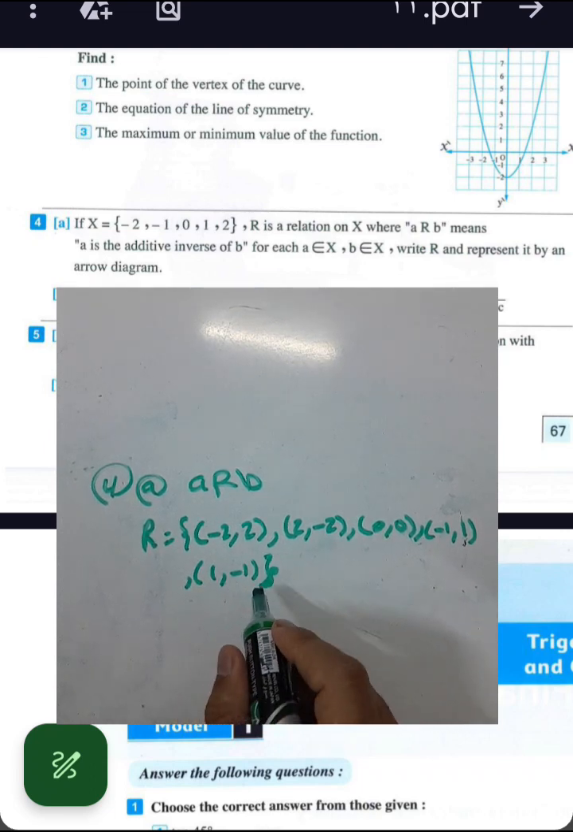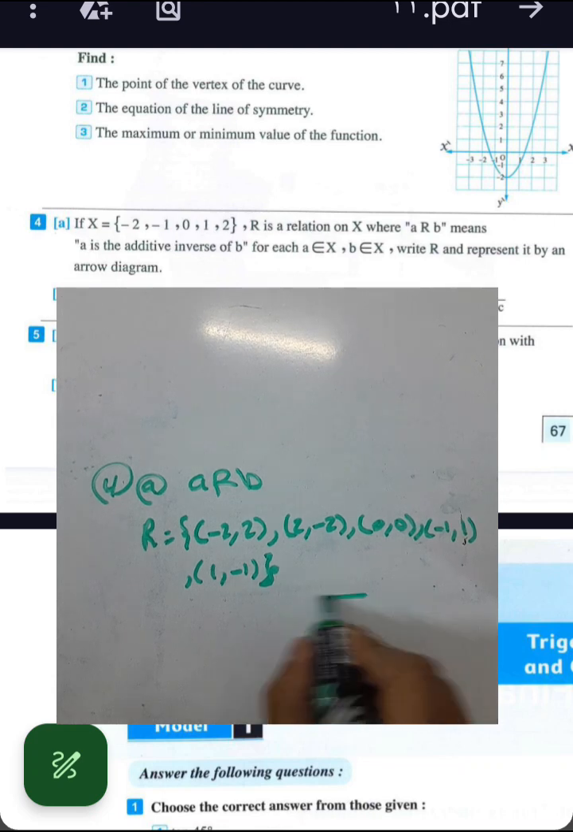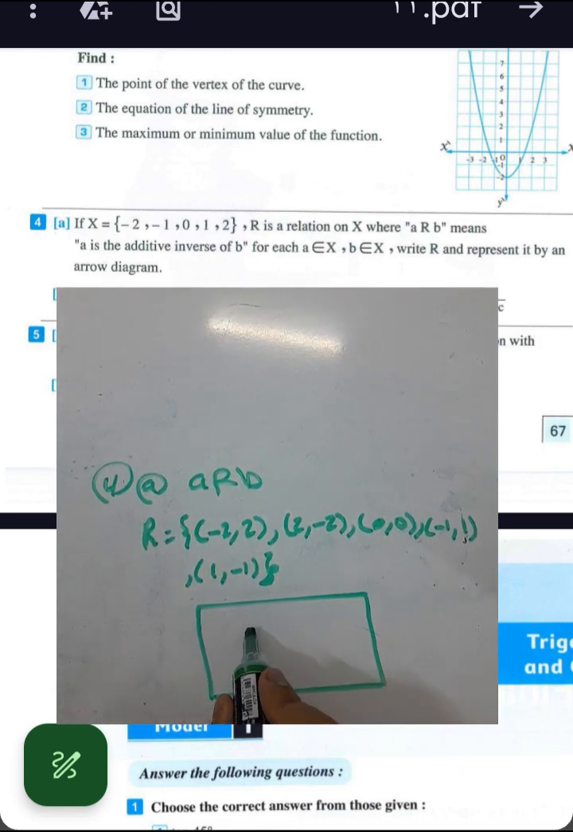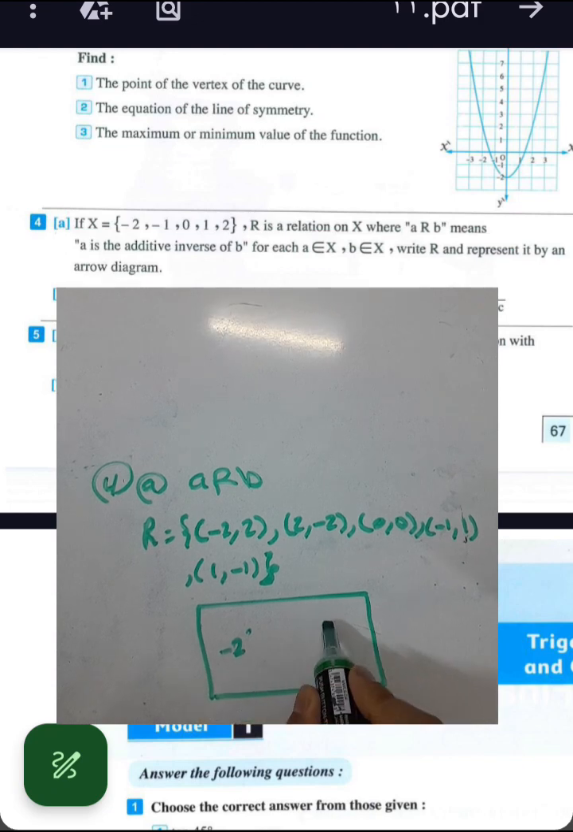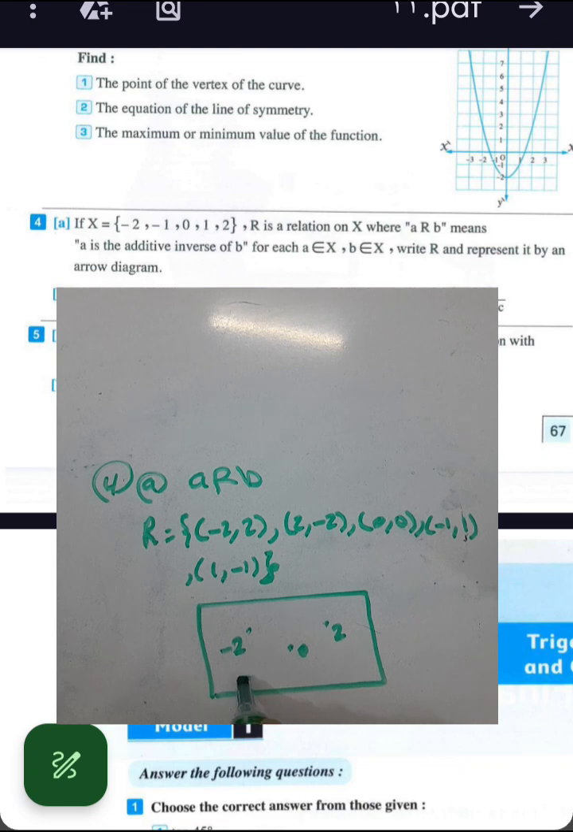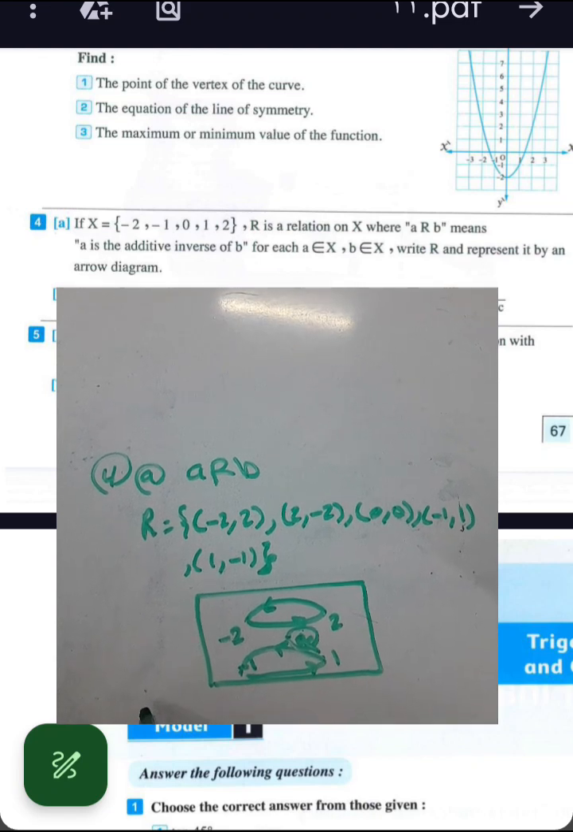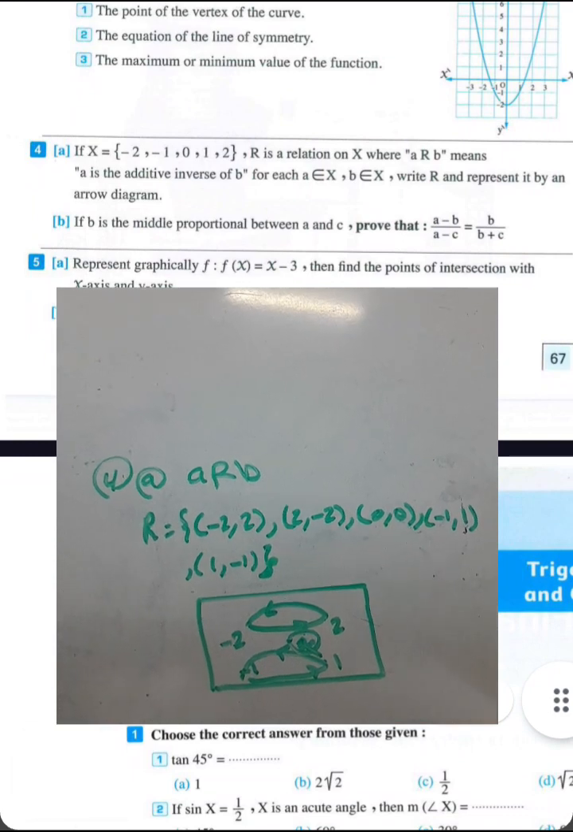Then this relation, what do we call it? Is it a function or not? Any element has an image. We have negative 2 and 2, 0, negative 1 and 1. You can move from 2 to negative 2 here and here, and 0 to itself. It's a function, okay? Understood? Next example.